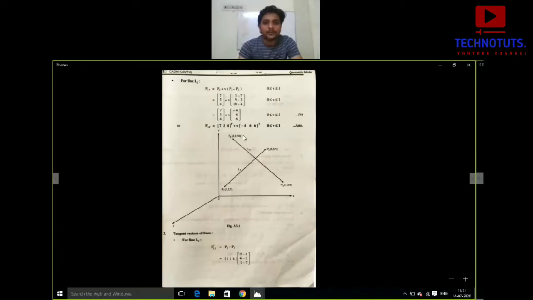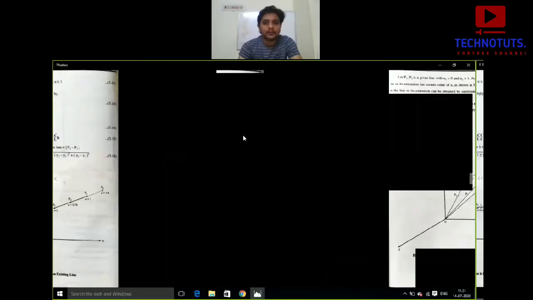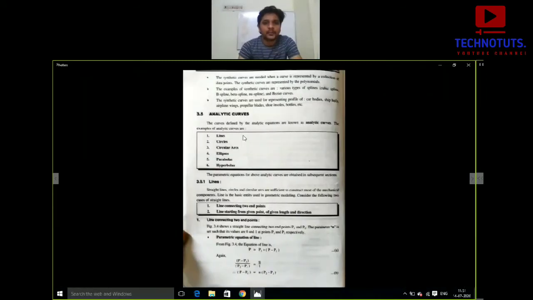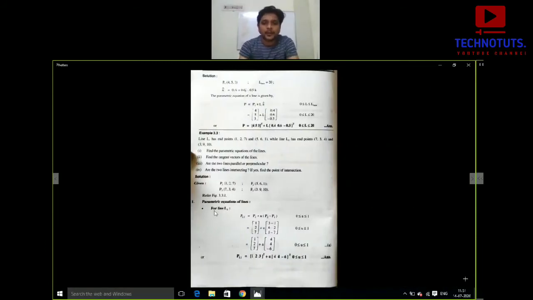Now let us come to the problem. How can we solve this type of problem? We first find the parametric equation for line number 1, and then we will find the parametric equation for line number 2. We know that the parametric equation is given by P equals P1 plus U into (P2 minus P1). We are finding the parametric equation for line L1.